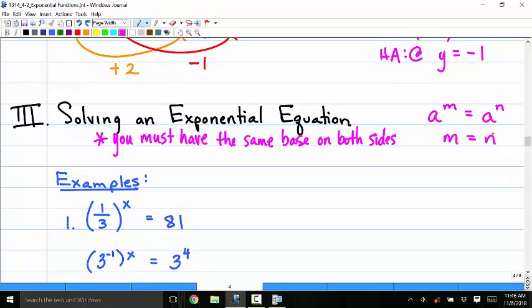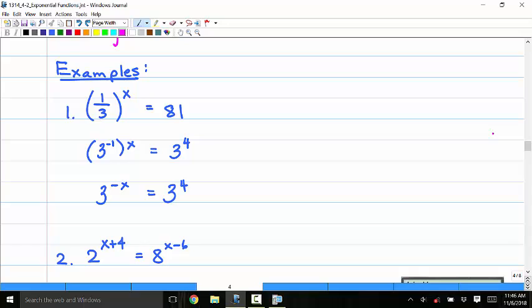All right, down on your first example, if you know that 3 to the negative x equals 3 to the 4, what have to be equal? The exponents. So you get to say that negative x equals 4. So what is x equal to? Negative 4. You're done.